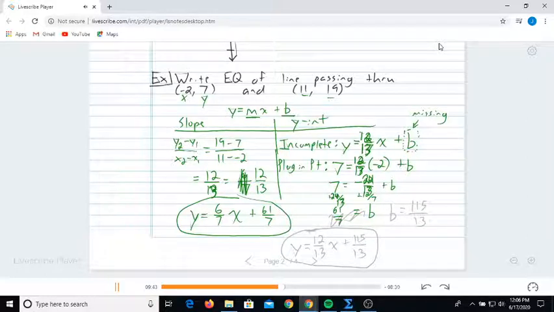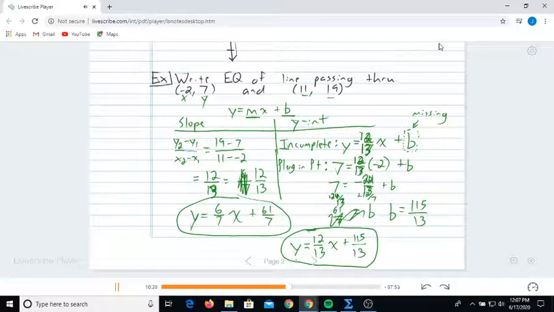Alright, so 7 plus 24/13 is 8.85, which reduces to b equals 115 over 13. Here's the correct answer. Sorry, I made an error in computing my slope. So this is why it can be helpful to check sometimes. There we go. That'll do it. And I'm sorry if this looks a little sloppy. I promise we got more examples just like this coming up.